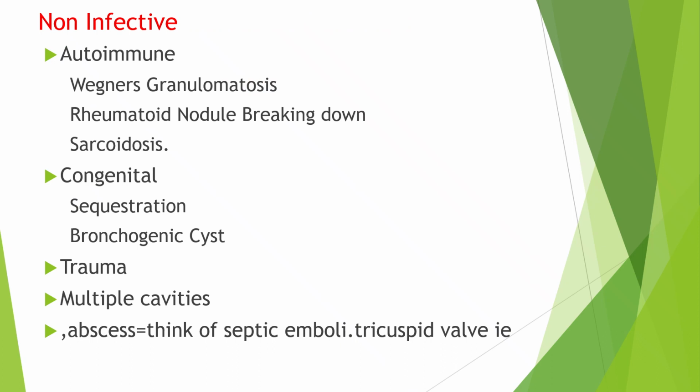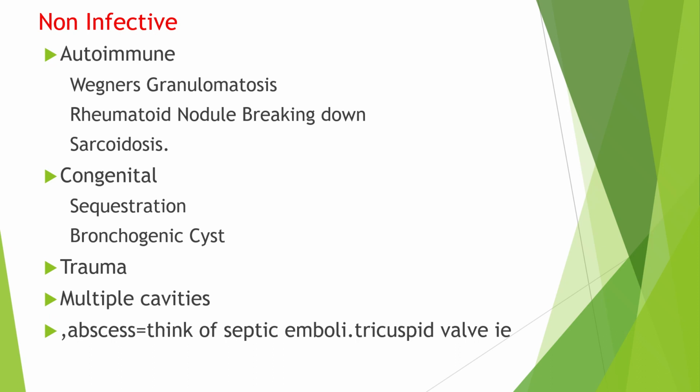Non-infective causes, of course, top on the list is bronchogenic carcinoma. Then come autoimmune diseases like Wegener's granulomatosis, rheumatoid nodules breaking down, sarcoidosis. Congenitally, you can have areas of sequestration and bronchogenic cyst. Trauma may lead on to areas of blunt injury, contusion, hematoma, breaking down; cavities are possible.